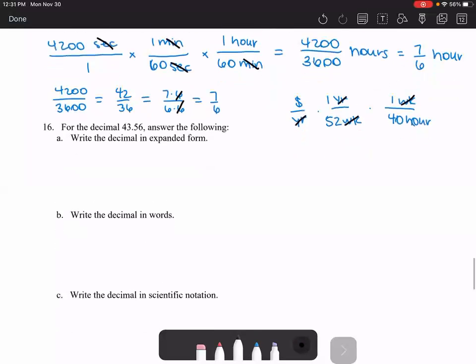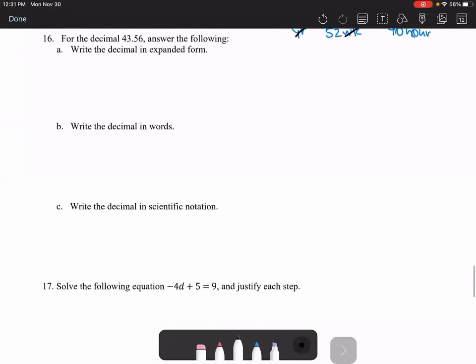Okay, so now we're going into writing numbers. If you looked at the final exam topics list, there's a decent section about writing numbers. So you need to know how to write numbers in expanded form, words, and scientific notation. Okay, so writing things in expanded form, decimals are in base 10. So anytime you see a decimal, you can safely assume that it is in base 10.